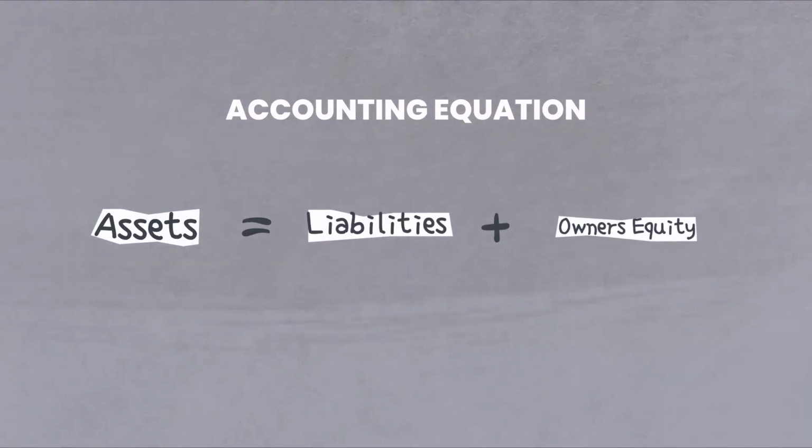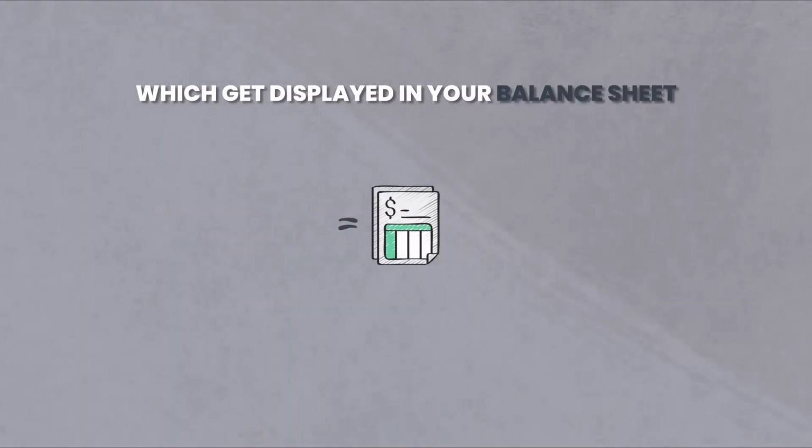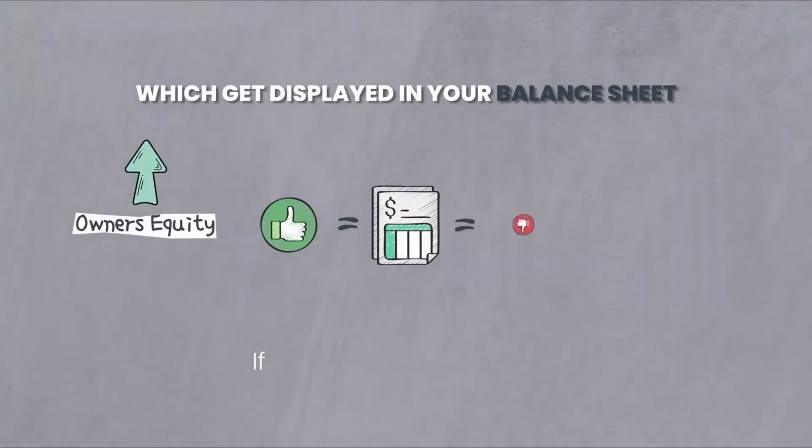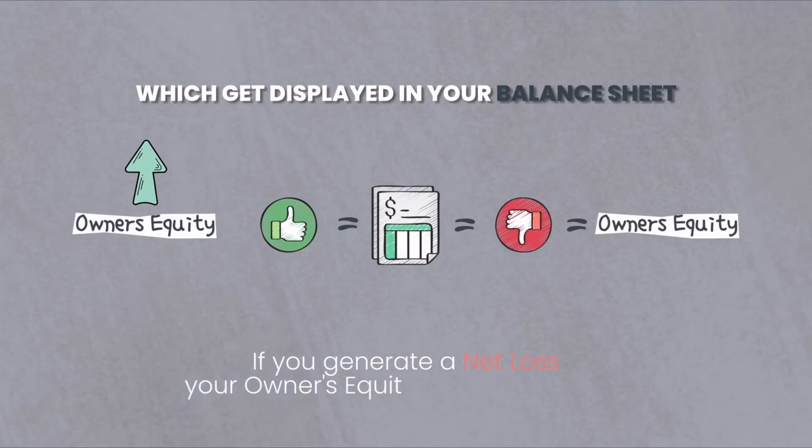So remember before when I said that every financial event affects the accounting equation? Well, that's still true because any income or expense activity will bring up or down your owner's equity balance, which gets displayed in your balance sheet. If you generate a positive net income, your owner's equity value goes up. If you generate a net loss, your owner's equity value goes down.